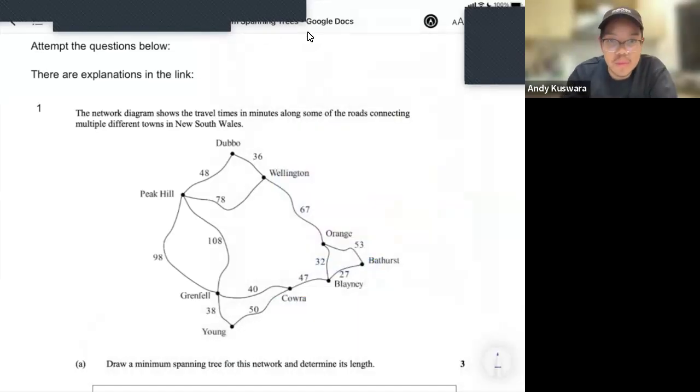Today we are talking about one of the last applications of networks. It's called minimum spanning trees. I think out of all of them, it's probably the easiest one.